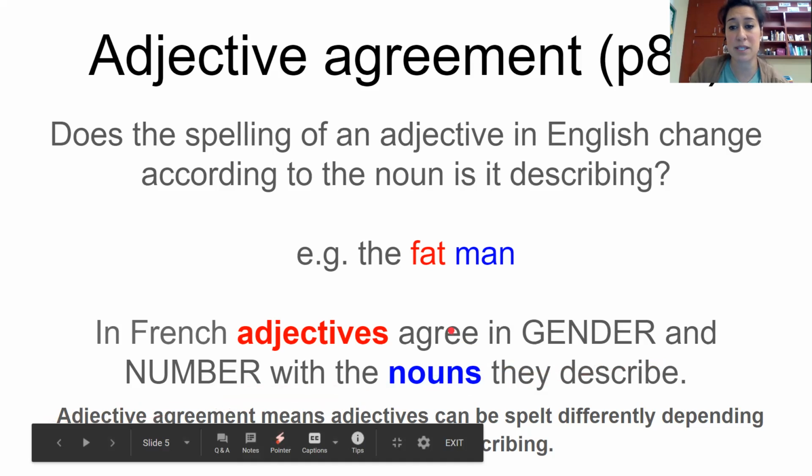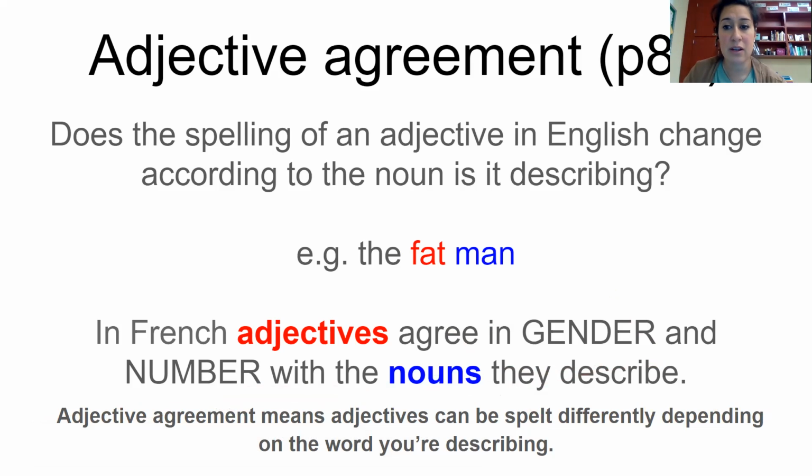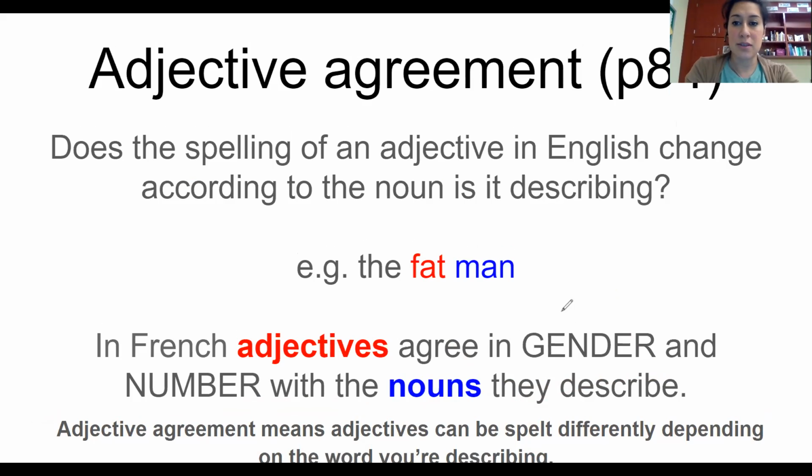So adjective agreement means adjectives can be spelt differently depending on the noun they are describing, or just depending on the word that you're describing. Spelt differently also sometimes affects the sound and how you say it and how you hear it. So gender means that maybe it's masculine or feminine. So remember, that's what gender means. So if we're describing people, it's fairly clear if it's masculine or feminine. Not always, but fairly clear.